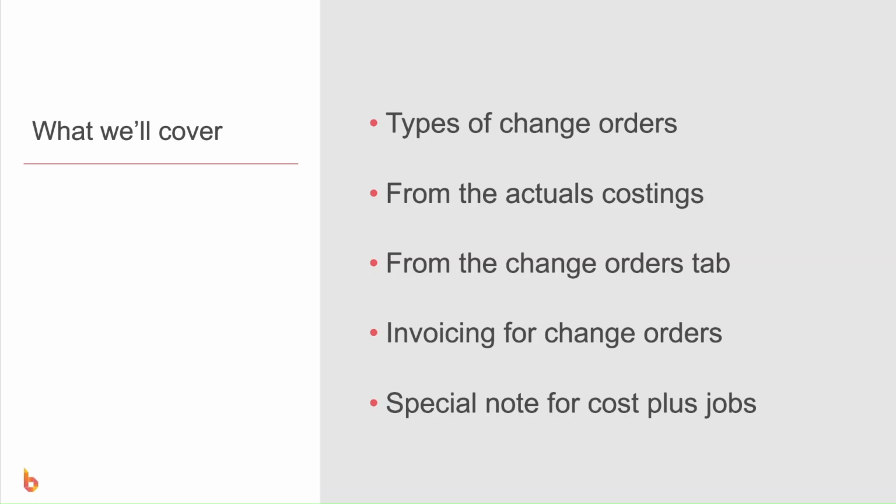In this video, we'll be going over how change orders work in BuildExact. We'll look at the different types of change orders and where they start from. Then we'll dive into two examples. One where we're starting a change order from the actual costing screen, and another from the change orders tab. And we'll also show you how invoicing ties in and touch on a quick note for cost plus jobs.